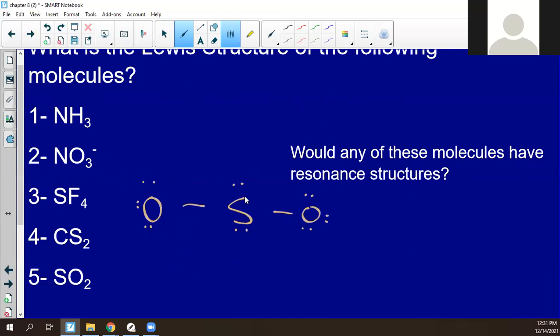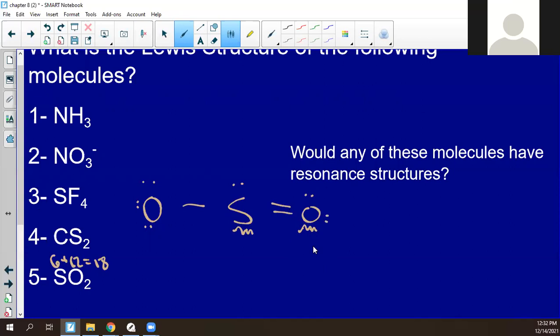If I could, I would octet everything like this and be great, right? Sure. But can I? No, because I only have how many total valence electrons? 6 plus 2 times 6 is 12, which is 18. 2, 4, 6, 8, 10, 12, 14, 16, 18, 20. So I can't do that. I need a double bond somewhere, right?